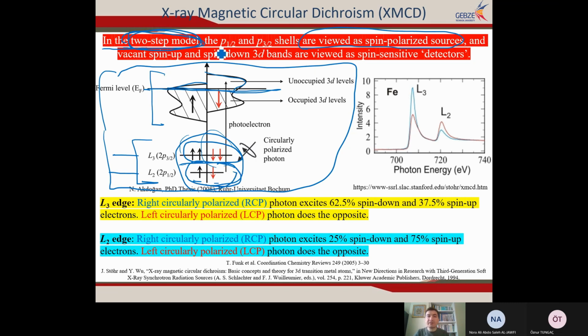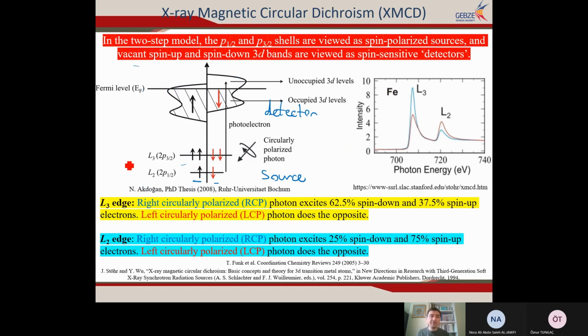And what about the 3D level? The vacant spin up and spin down 3D bands are viewed as spin sensitive detectors. Here we have source, electron source. Here we have electron detector, let's say, okay? You can consider like this. And how to use this 2p3/2 and 2p1/2 levels as spin polarized sources.